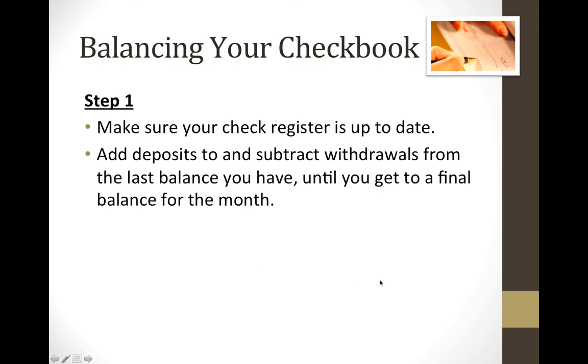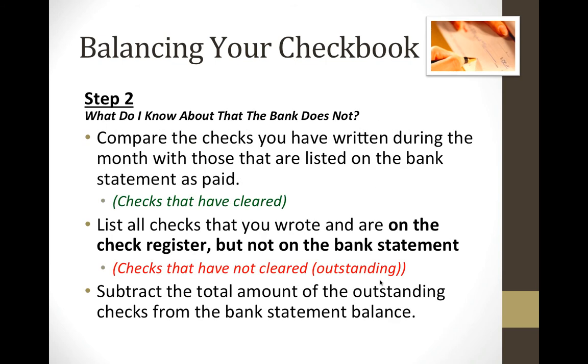Step two. What we want to first focus on is what are things that I know about that the bank does not know about. As we identified before, the two things that I have control over are checks that I wrote during the month that have not cleared and deposits that I made that have not hit my bank statement yet. Let's start with the checks.